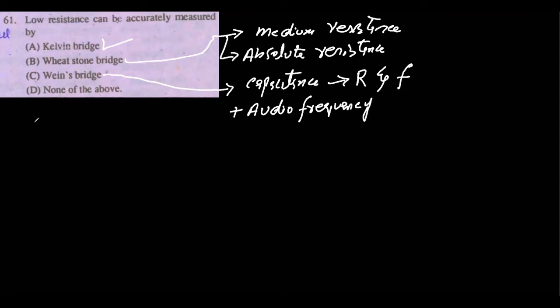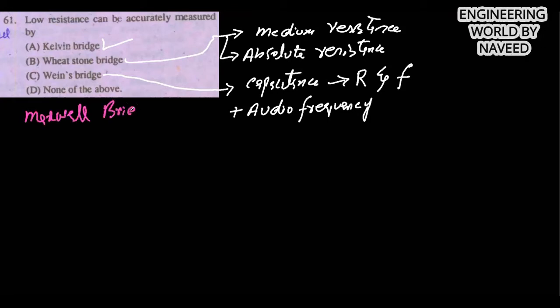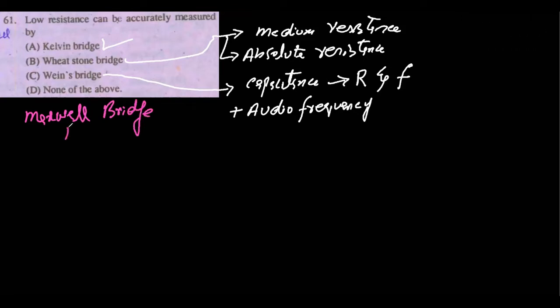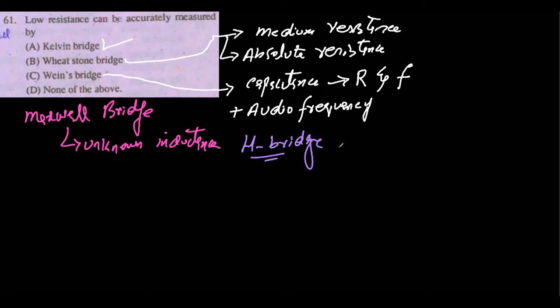We have another bridge, that is the Maxwell bridge. And Maxwell bridge is used for the measurement of unknown inductance. Okay, we have another bridge, that is the H bridge. And H bridge is used in robots. In robots we use the H bridge, and it allows the DC motor to move forward and backward.